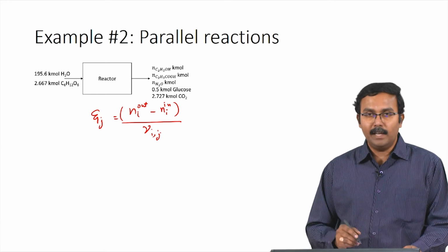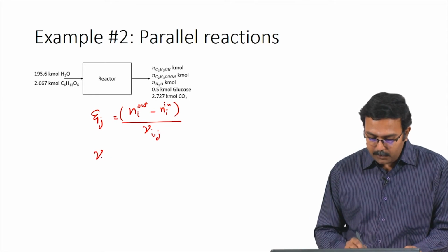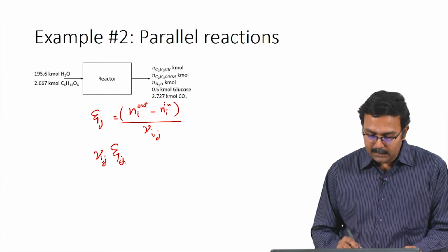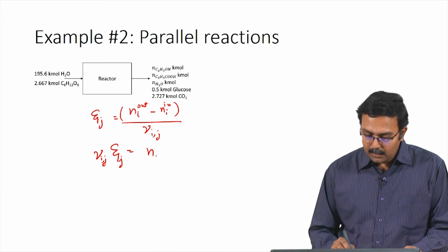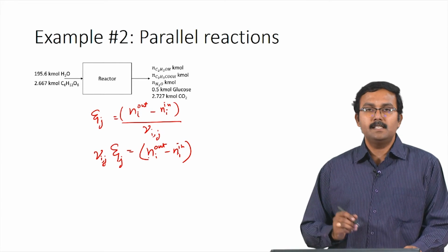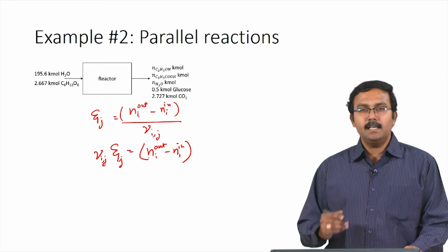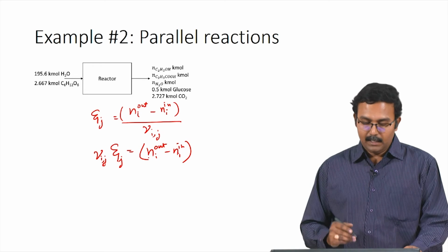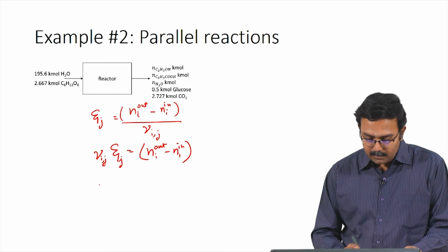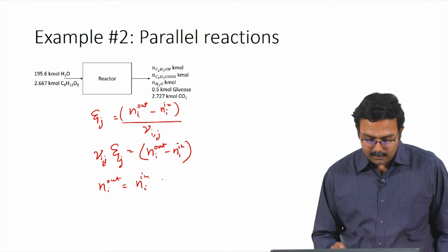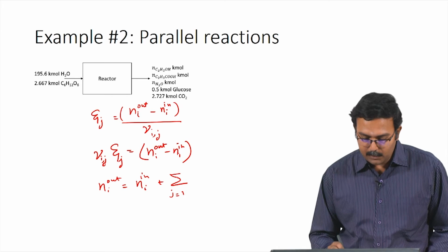So, from this equation we understand that the product of the stoichiometric coefficient of a component in the reaction j times the extent of reaction for reaction j would basically give us N out minus N in for a particular component, which is basically the change in the number of moles of a particular component. This could either be generation or consumption. Because of this, under steady state conditions, using extent of reaction, we can write the balance equation as follows: N_i out is equal to N_i in plus sigma of j equals 1 to n, nu_ij times extent of reaction for j.